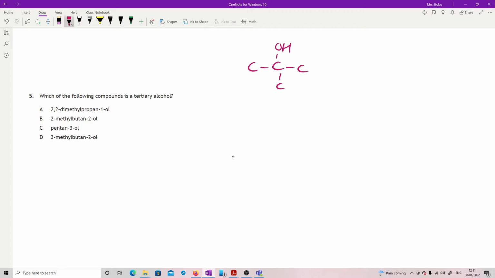Okay, so you can know what's going on here. You might be able to look at the names and see, but I just think it's easier to draw it out, to be honest. So the first one is 2,2-dimethylpropan-1-ol. So we've got 1, 2, 3 with an OH here, and carbon groups coming off here. That's not tertiary.